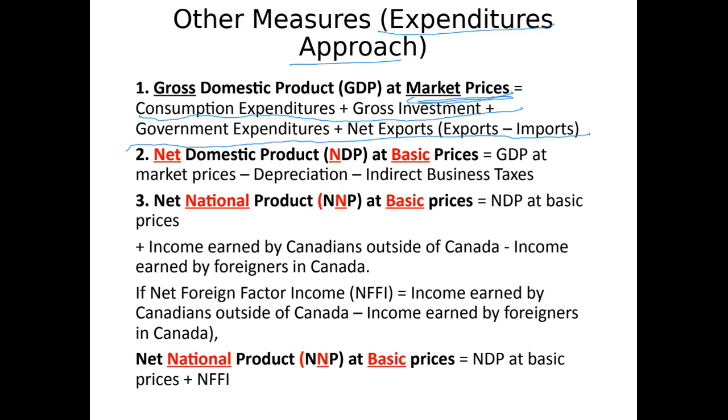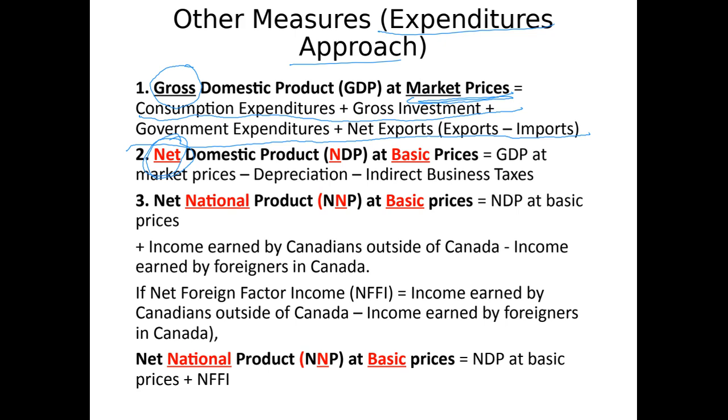If you notice, I wrote net in red color. Why? Because now I'm comparing gross with net. So that is one comparison. Gross means you have not actually subtracted depreciation. This is the meaning of gross. If you subtract depreciation, that is called net.